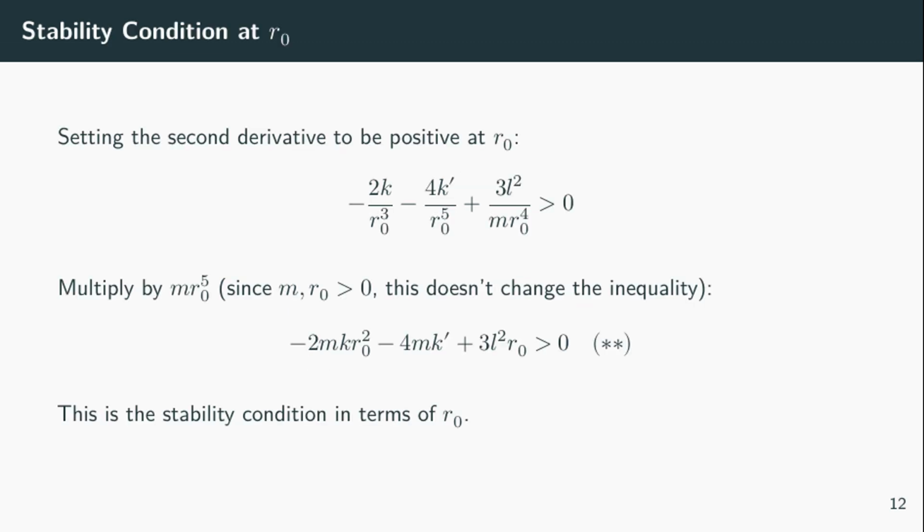Now we apply the stability condition. The second derivative must be positive at r0. So minus 2k over r0 cubed minus 4k prime over r0 to the power of 5 plus 3L squared over m r0 to the power of 4 must be greater than 0. Since m and r0 must be positive, as the radius is positive, we can multiply the entire inequality by m r0 to the power of 5 without changing the direction of the inequality. This gives us minus 2mk r0 squared minus 4mk prime plus 3L squared r0 must be greater than 0. We call this inequality double star. This is the stability condition expressed in terms of the radius r0.